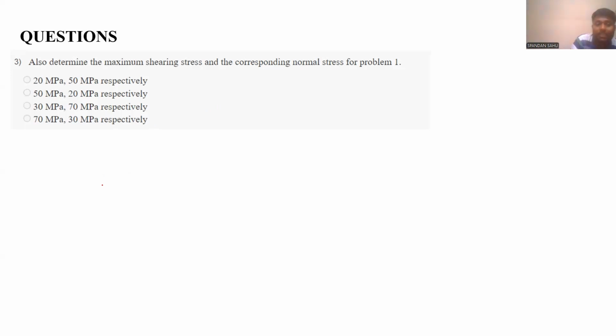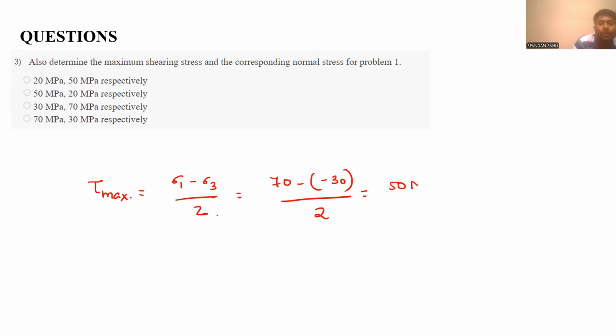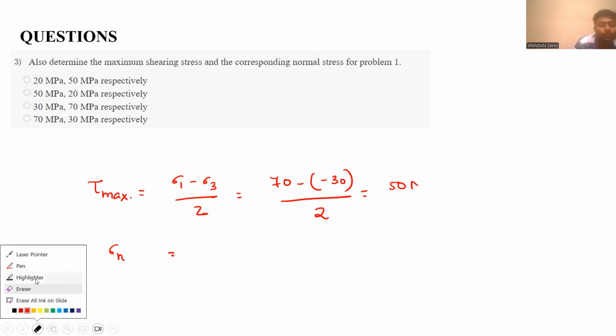We know the maximum, tau max, will come as sigma 1 minus sigma 3 upon 2. So just substitute 70 minus of minus 30 upon 2. And this is nothing but the radius, that is 50 MPa. And the corresponding normal stress where this tau max is occurring will be how much?